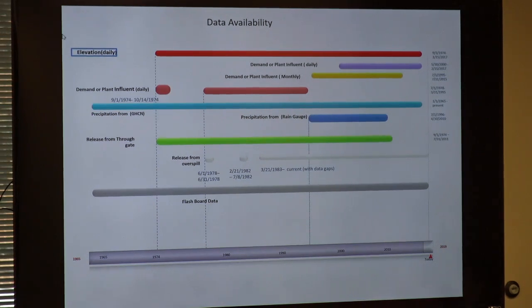And release from the gate, which is again Providence Water Supply system data. Most of these did come from Providence Water Supply. Release from overspill, flashboard data. So it gives you that, how long data do we have. So to the left, I see it. Data starts from 1975.